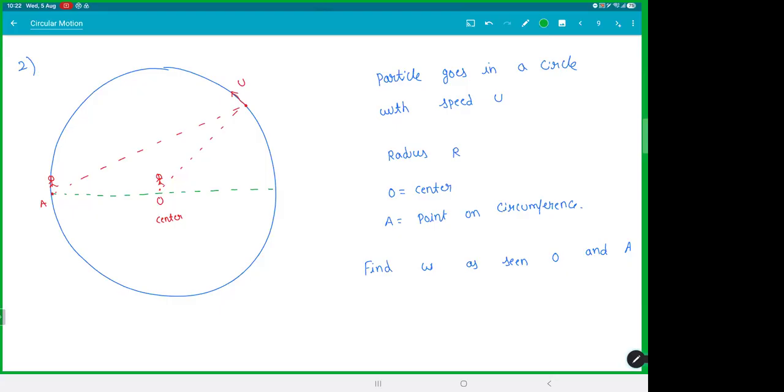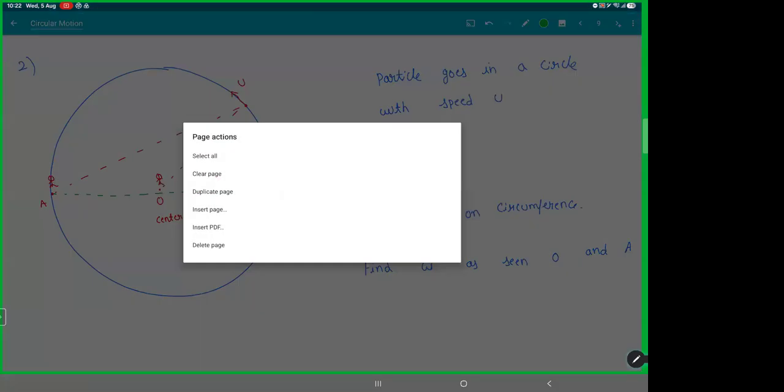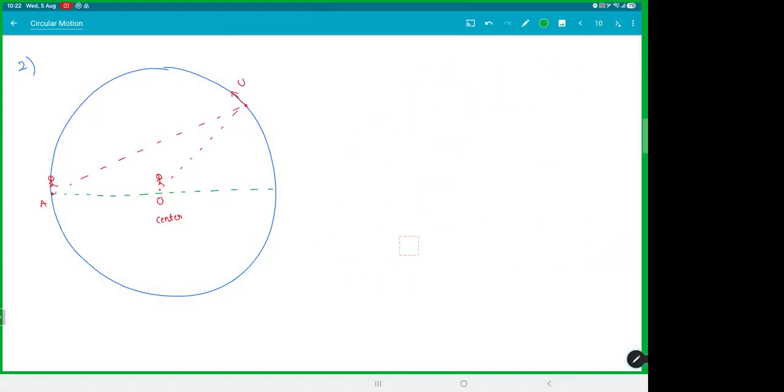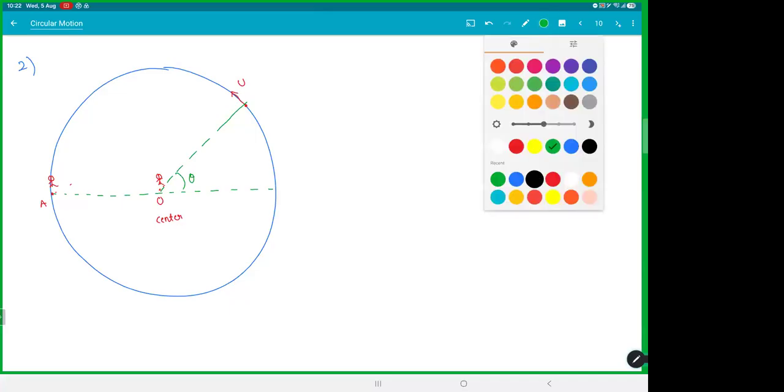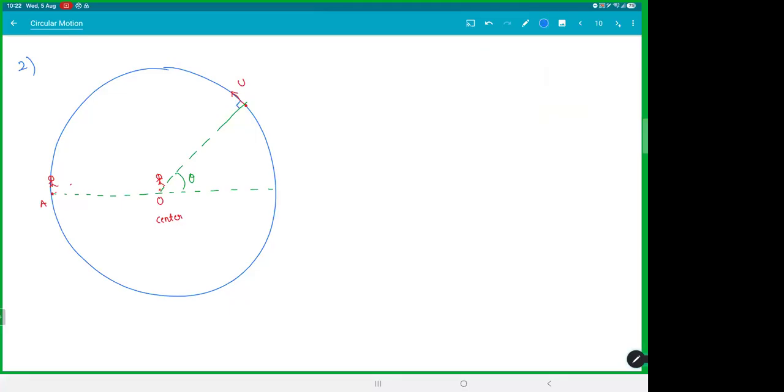Let's see. First, let's ask O, okay, boss, what are you seeing? O will say, this is the angle theta that I'm observing. Every time this particle goes in a circle, what is changing is this theta. Fair enough. And we can clearly see here, this is perpendicular. So angular velocity as seen by O is nothing but u by R, that's your v tangential by R, which is d theta by dt. Perfect.